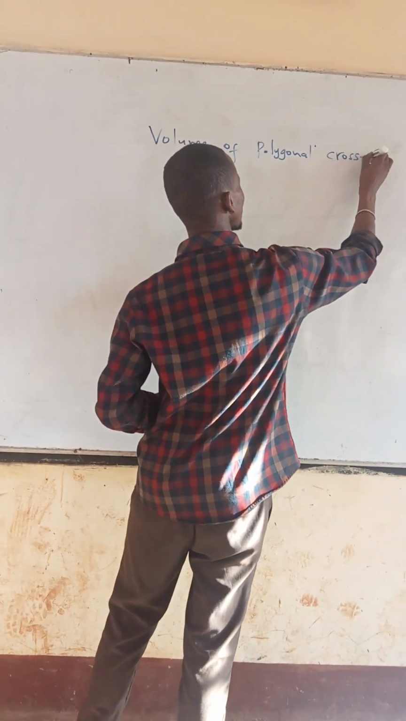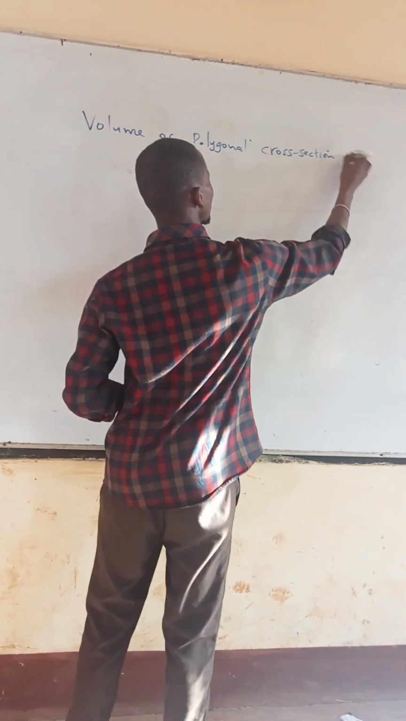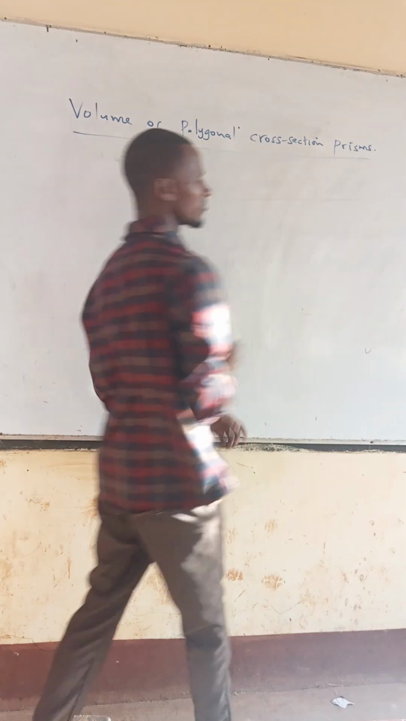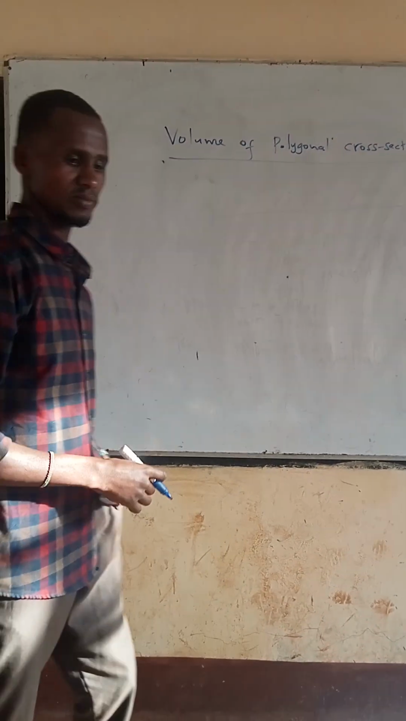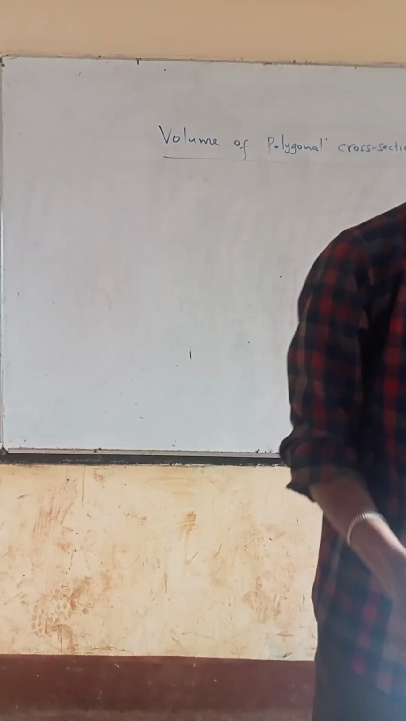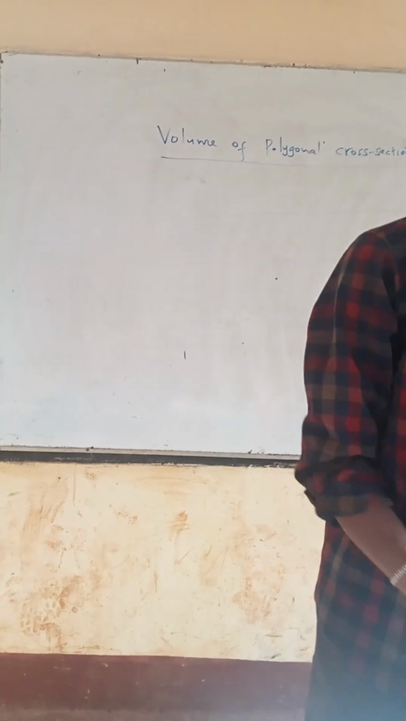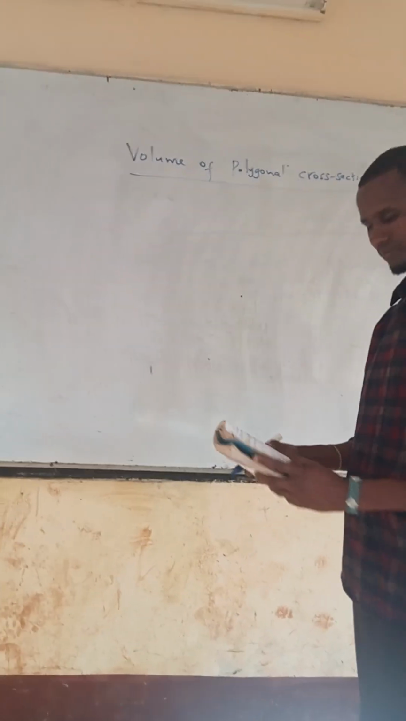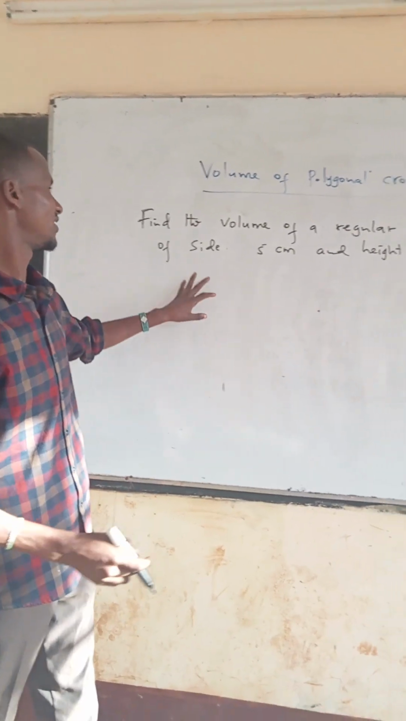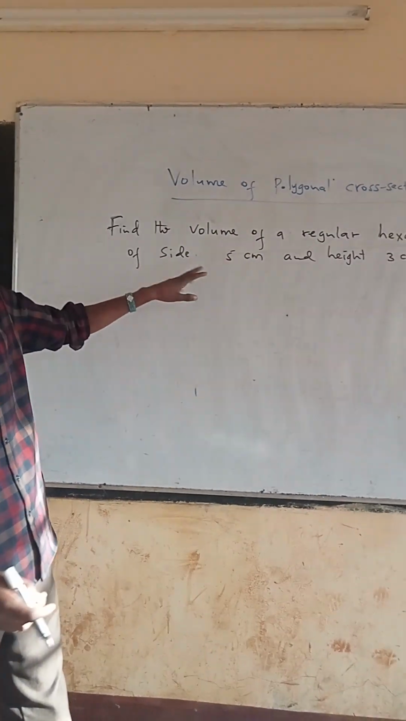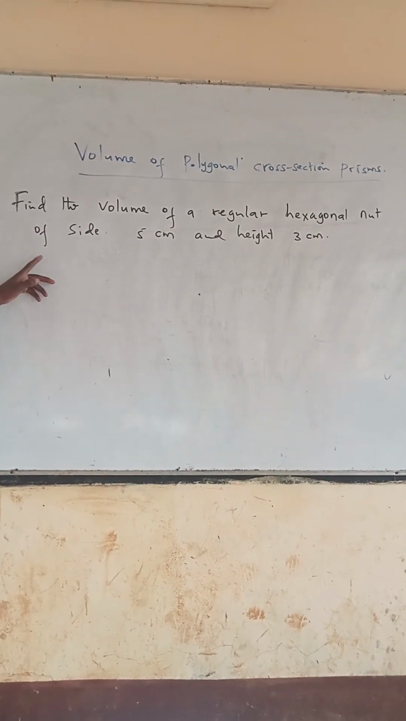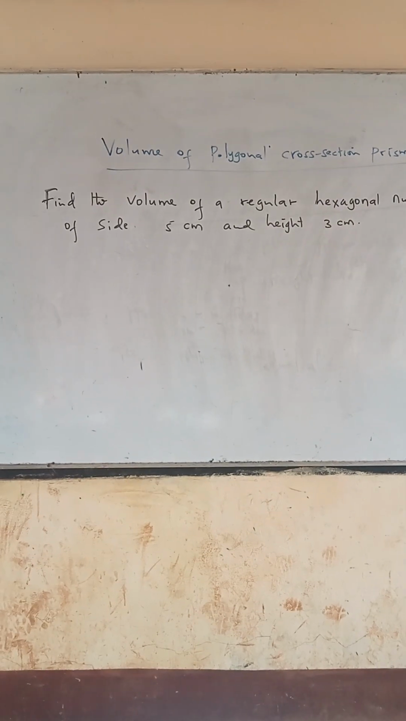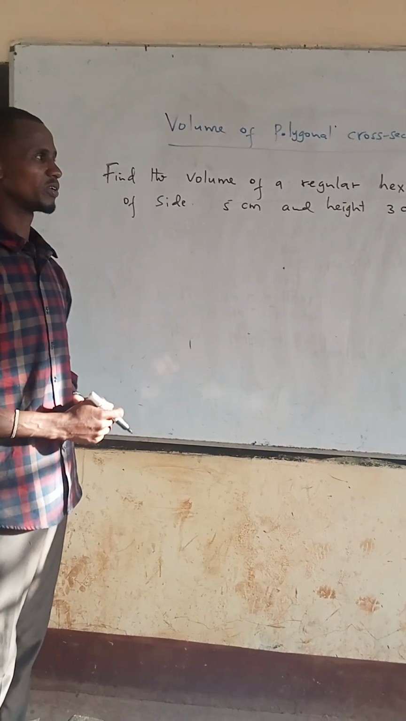Volume of polygonal cross-section prisms. An example: to find the volume of a regular hexagonal nut of side 5 centimeters and height 3 centimeters. So how do we do that?